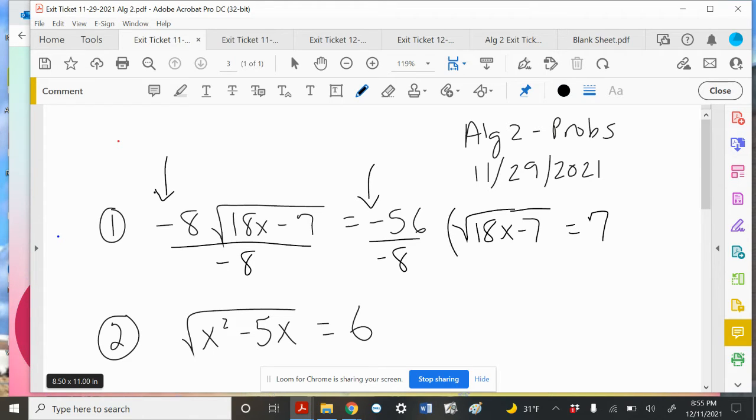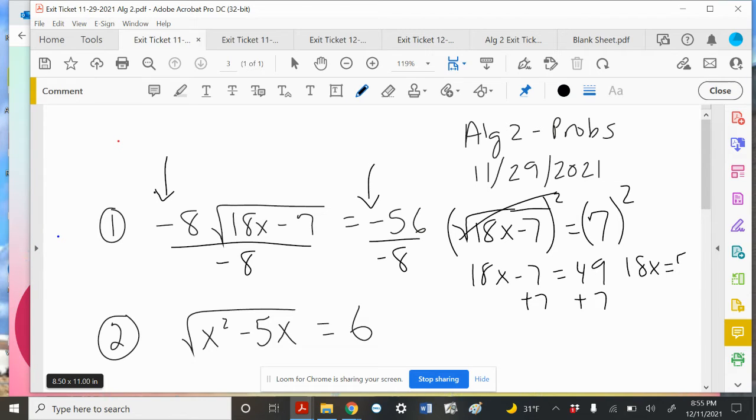And then I'm going to square both sides. So I'm going to take the square of the left side, the square of the right side. The square and the square root cancel each other. So I have 18x minus 7 equals 49. I'm going to add 7 to both sides. So that gives me 18x equals 56. I'm then going to divide both sides by 18. And so x equals 28 over 9, because 2 goes into both of those. So that would be my answer for number 1.